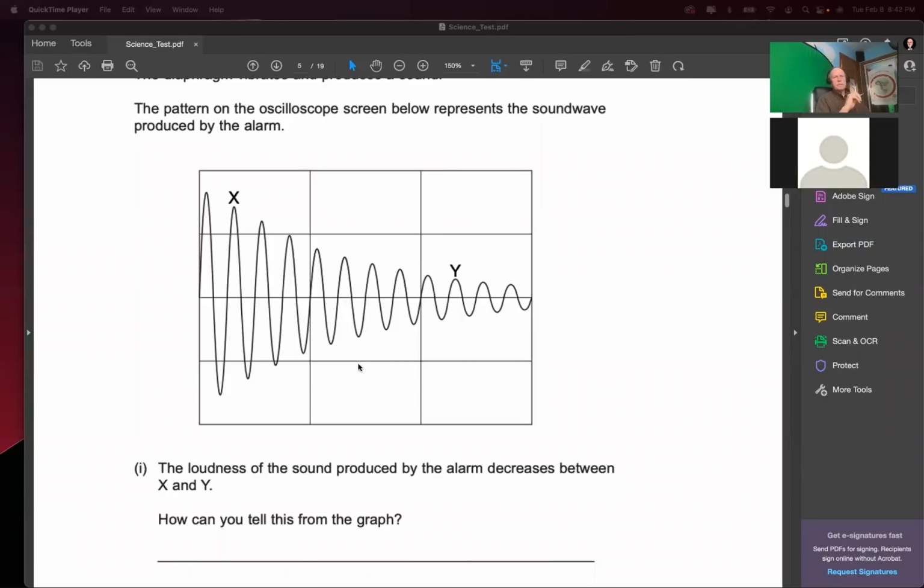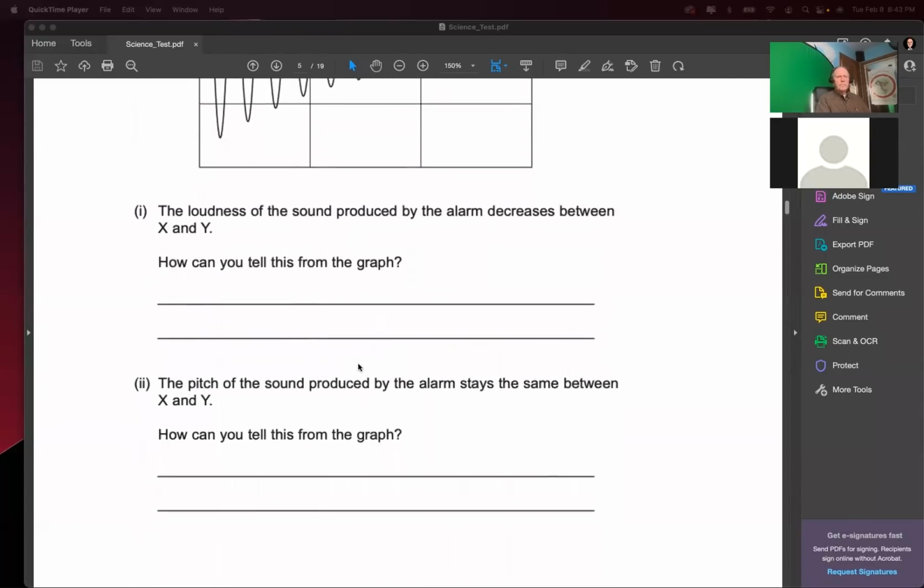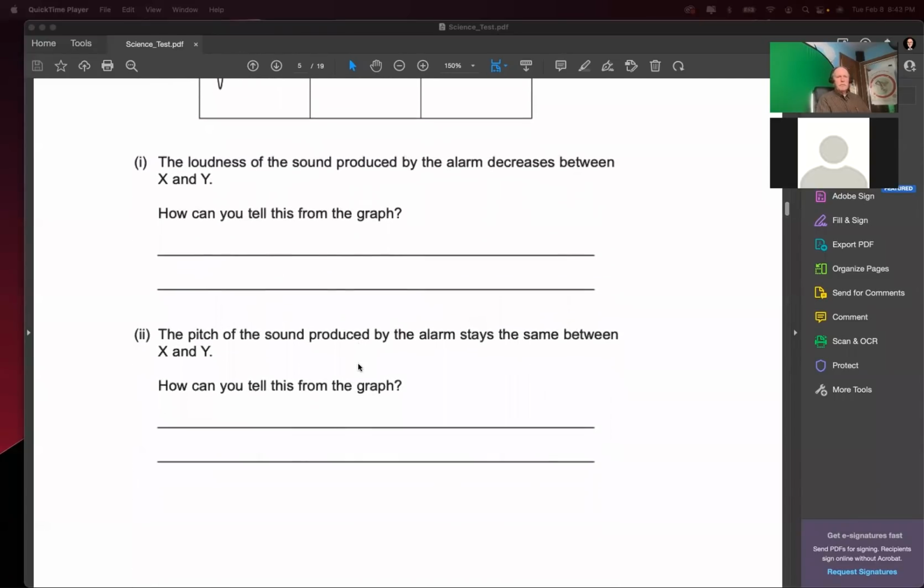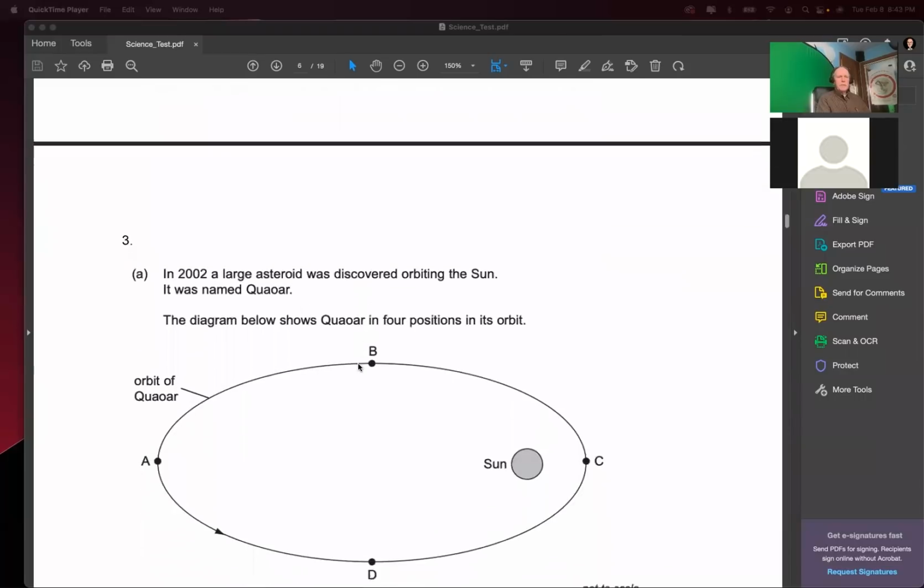Okay, and how does that contrast with frequency? That would be kind of the size of the peaks in the horizontal way, because that's sort of representing time. Very well. Okay. And you've answered both the questions there.